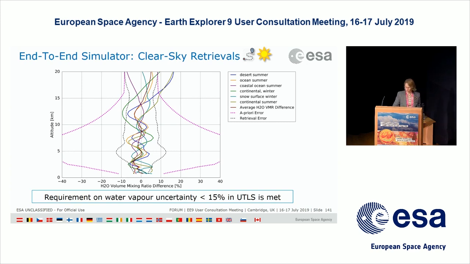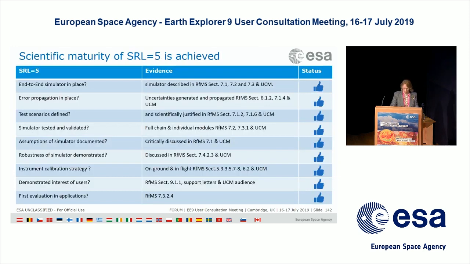Okay, so these are the results. Now is the assessment of scientific maturity. It is very important that we reach SRL 5, scientific readiness level 5, at the end of phase A. And so for that we have to answer these questions here, and the evidence for that is provided in the report, and we also provided that here in the presentation, so I'm not going through them, but I can tell you we're ticking all the boxes.